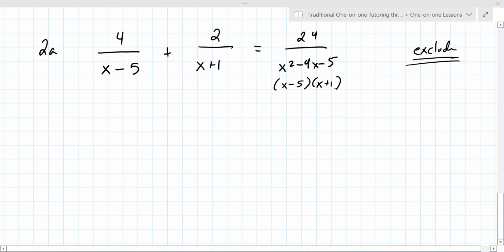So it's like saying x. Let me do it off to the right here. It's like saying x minus 5 cannot equal 0. So x cannot equal 5. x plus 1 cannot equal 0. So x cannot equal -1. Oh, right.